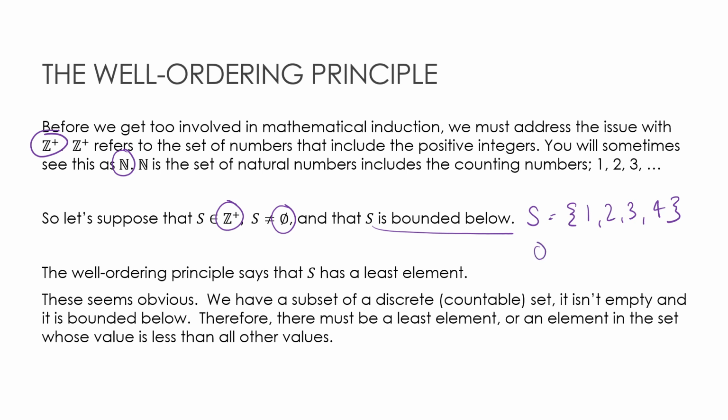And 0 is not a natural number, but what I can say is that 0 is a bound, which means if I'm dealing with positive integers, I'm never going to have a value that is below 0. So that is a bound, even though it's not part of the set. The well ordering principle says that because all of those things are true, because we have a countable set of things, it's not empty, it's bounded below, there's going to be some value that is a least element. And that least element will be the one whose value is below all of the other values. So in my case, that would be 1.